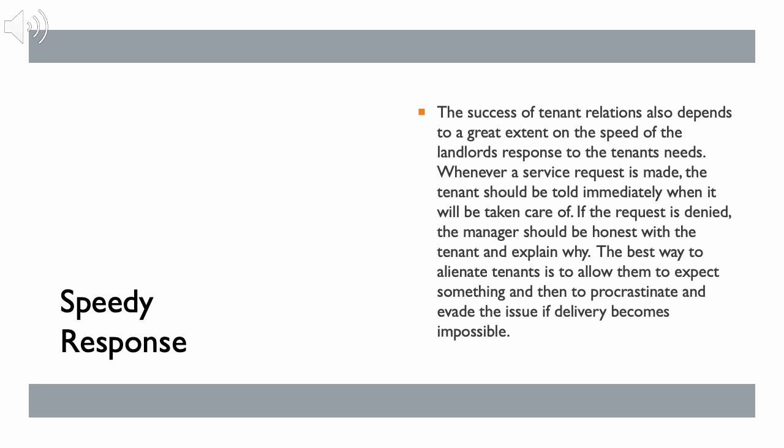Speedy response. The success of tenant relations also depends to a great extent on the speed of the landlord's response to the tenant's needs. Whenever a service request is made, the tenant should be told immediately when it will be taken care of. If the request is denied, the manager should be honest with the tenant and explain why. The best way to alienate tenants is to allow them to expect something and then to procrastinate and evade the issue if delivery becomes impossible.